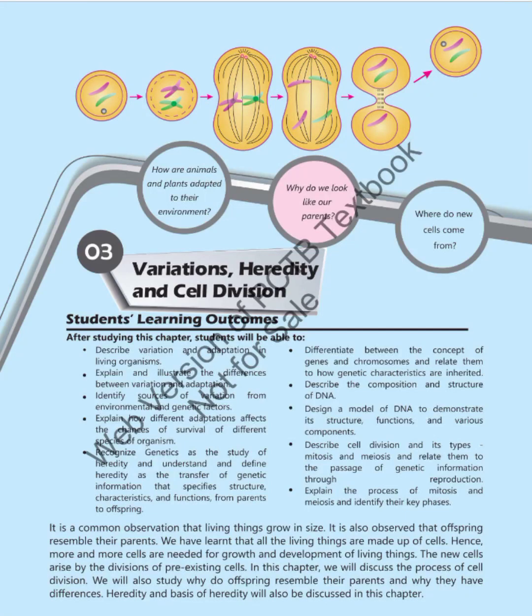Today we are going to start a new chapter, that is chapter number 3, and it is going to be elaborating about variations, heredity, and cell divisions. Basically, the main idea of this chapter is that it will direct us how certain characteristics are transmitted from parents to their offspring, how they attain resembling characteristics to that of the parents.